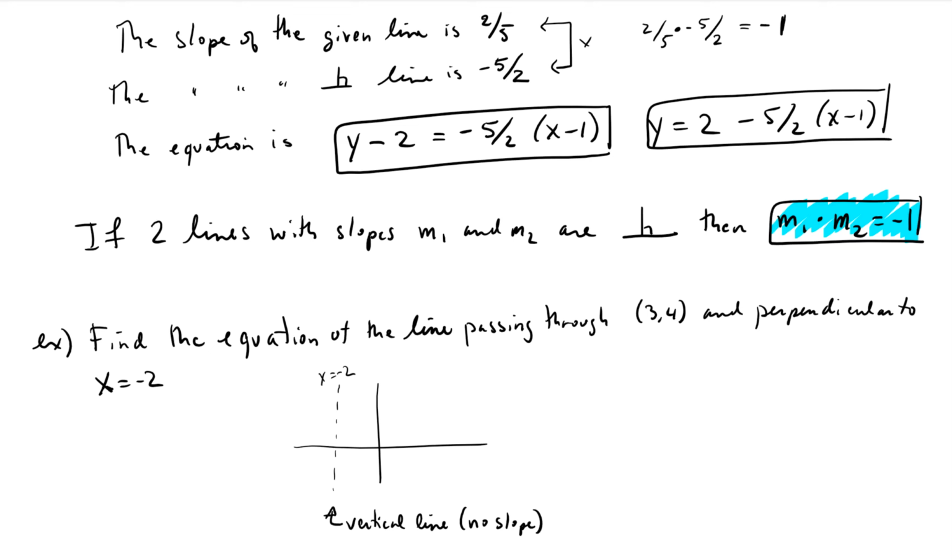So if it's passing through (3, 4), it means it's the horizontal line passing through (3, 4). Horizontal lines have equation of the form y equals c. Now what's c? The constant is the y coordinate of one point that belongs to that line. So y equals 4 is the line we're looking for. So y equals 4 is perpendicular to x equals minus 2. So in general, if you've got a line x equals k, it's going to be perpendicular to a line of the form y equals c, and vice versa.